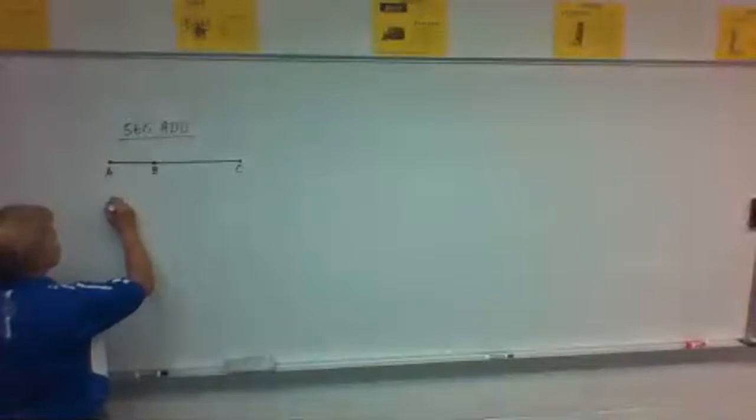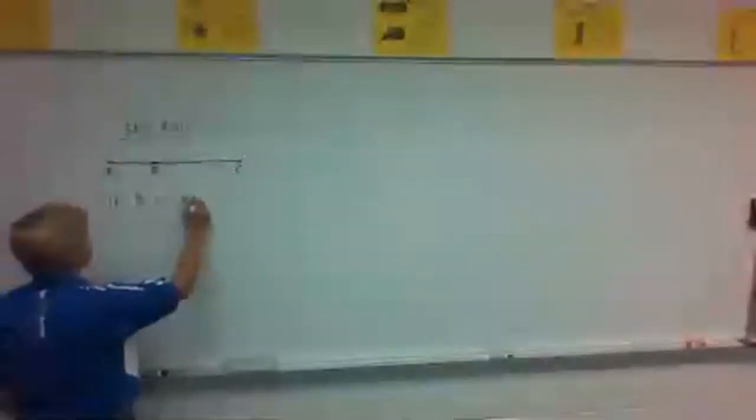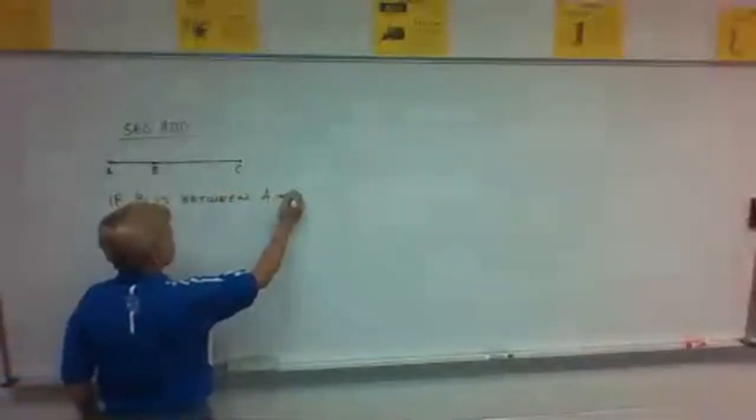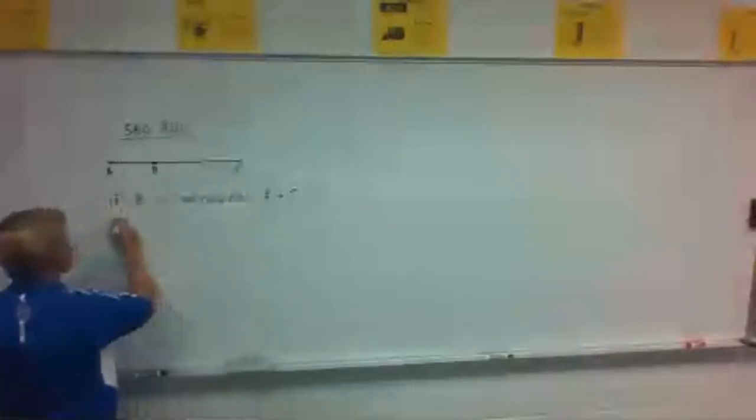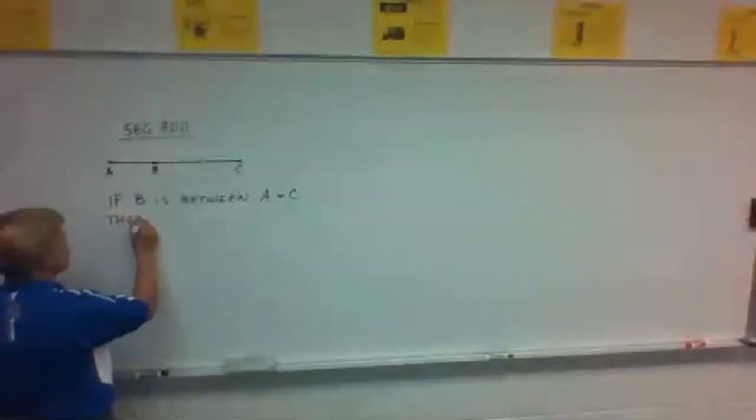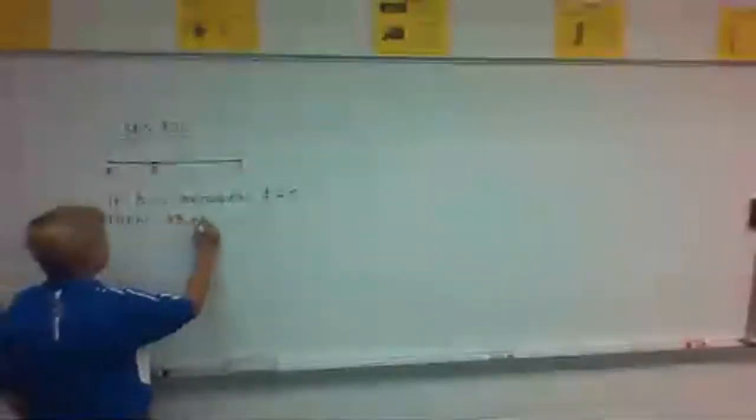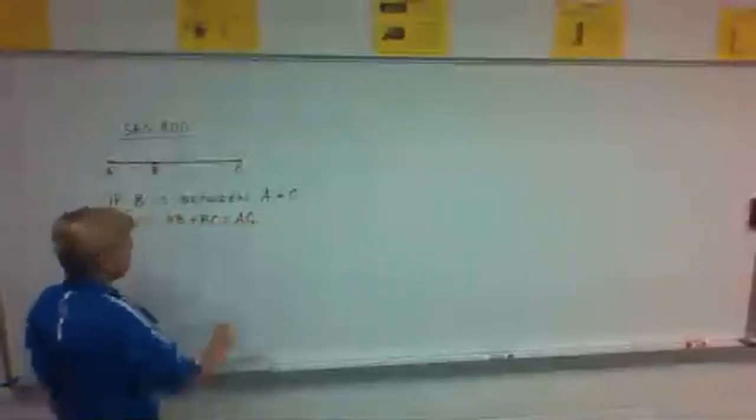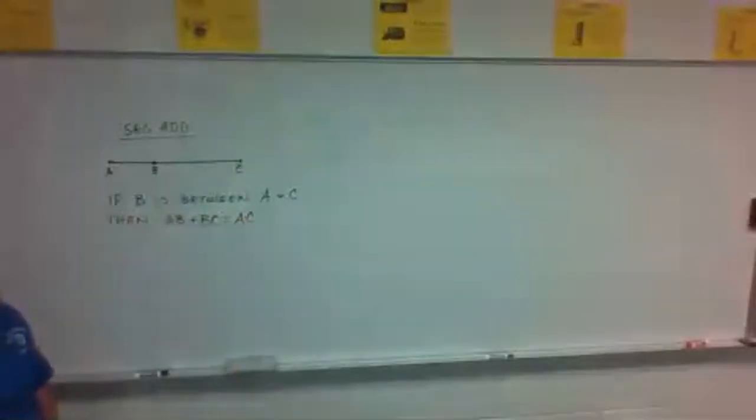It says if B is between, and we mean on the same line, that's what the word means, A and C, as we see in the picture, then, so it's a conditional statement, then AB plus BC is equal to AC. Okay?